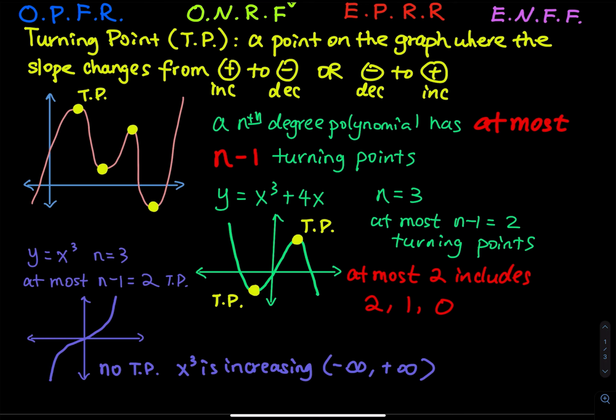How about at most 5? At most 5 means including 5, 4, 3, 2, 1, 0. What about at most 4? At most 4 means 4, 3, 2, 1, 0. How about at most 10? At most 10 means 10, 9, 8, all the way to 0.